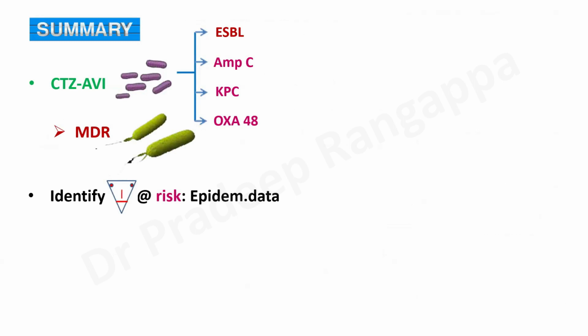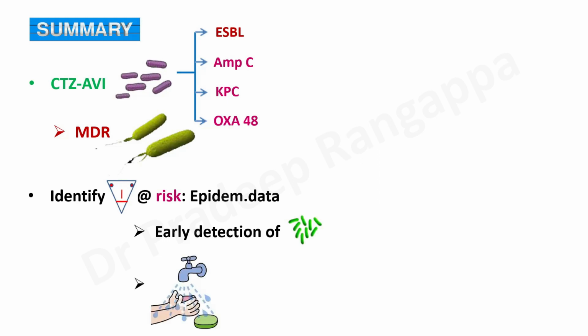Most important is to identify patients who are at risk based on the epidemiological data that comes from your own ICU and hospital. Early detection of these resistant organisms goes a long way in saving the patient. Most importantly, do not forget all the infection control practices, like hand washing, that need to be adopted to mitigate and prevent the spread of these MDR infections.